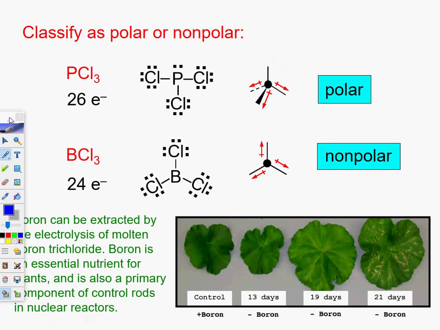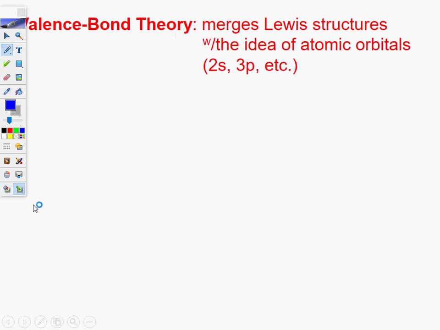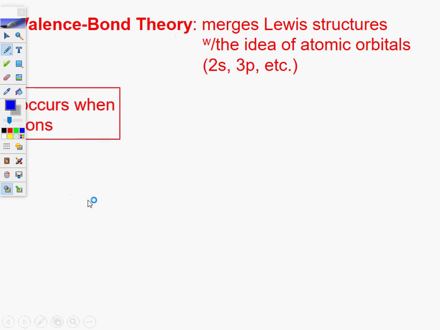Here is a little thing that may just be on the AP exam. Boron can be extracted by the electrolysis of molten boron trichloride. Boron is an essential nutrient for many plants and is a primary component of control rods in nuclear reactors. See that coming into play sometime? I don't know. It's like I said, it's just always something that you see in the big, long prompt. It means really nothing. But, okay, moving on.